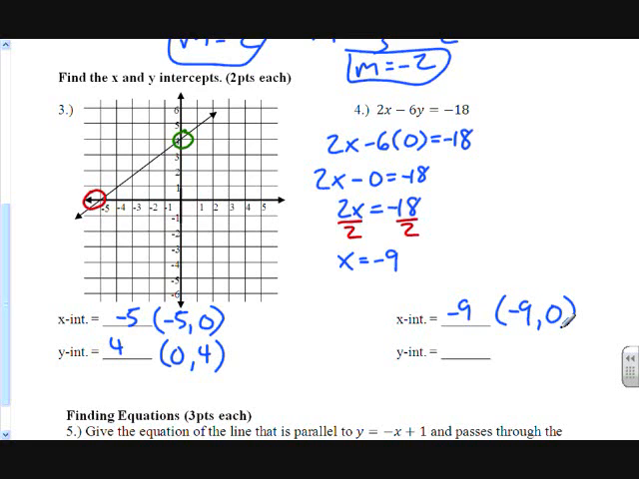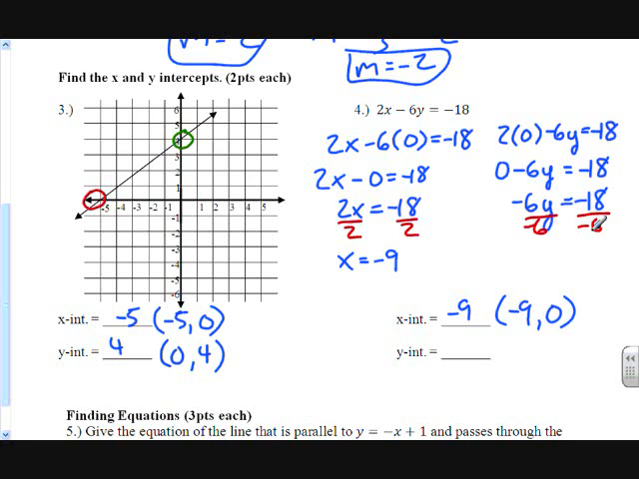To find the y-intercept, I just have to plug a 0 in for x this time. So if I have 2 times 0, minus 6y equals a negative 18. And I simplify this. That's going to be a 0 minus 6y equals a negative 18. So I've got a negative 6y equals a negative 18. I divide each side by the negative 6. And I find out that y equals a positive 3. So my y-intercept is a positive 3, which again is the ordered pair 0, 3.